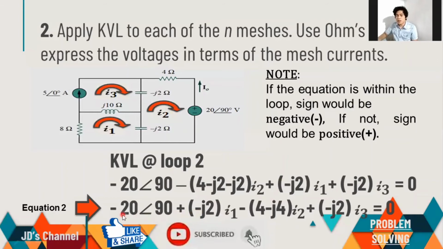So our negative 20 angle 90 plus negative j2, I1. I arranged it also, class, and then for our I2, what happens is negative quantity 4 minus j4, so it adds up, class, plus the negative j2, I3 equals 0. So that is our equation number 2, class.